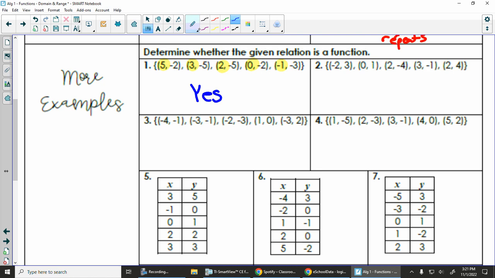Now let's take a look at number 2. Again, I'm going to look at those x's. I have a -1, a 0, a 2, a 3, and then a 2 again. So you see here that the 2 is used in two different spots. It's used twice. We're repeating that x value. We are not allowed to do that in functions. So this one would not be a function. Okay, that's literally all it is. So I would take a second, pause the video, and try 3 and 4 on your own, which are exactly the same thing.